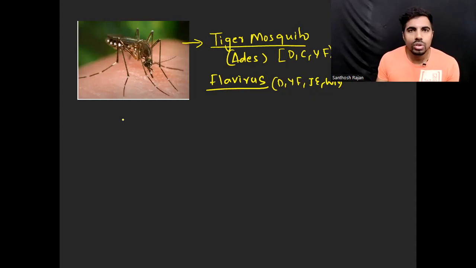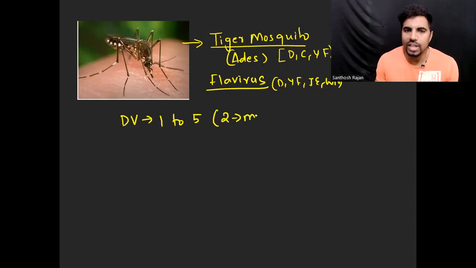Now remember, how many serotypes are there for dengue virus? We have almost 1 to 5 types. The most dangerous is type 2. I'll tell you why. This was also a question asked. If you get a one-liner, you might get that type 2 is the most dangerous one.